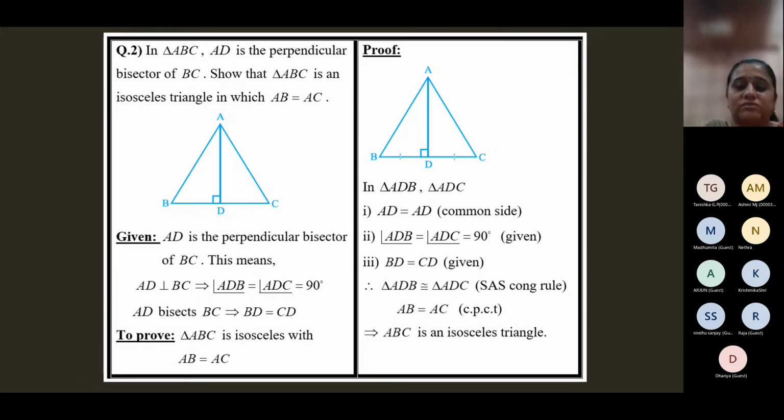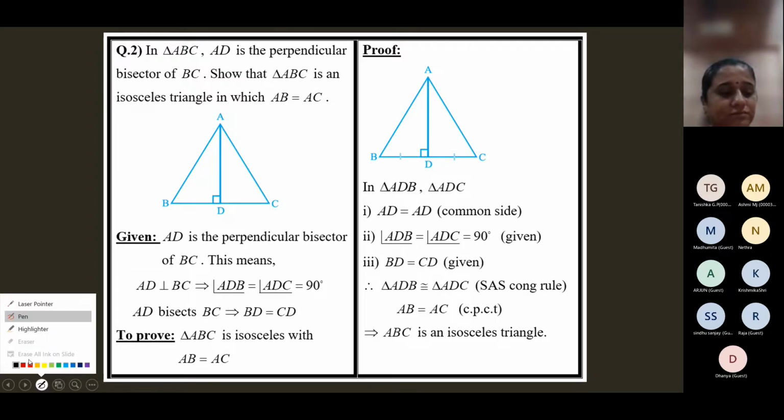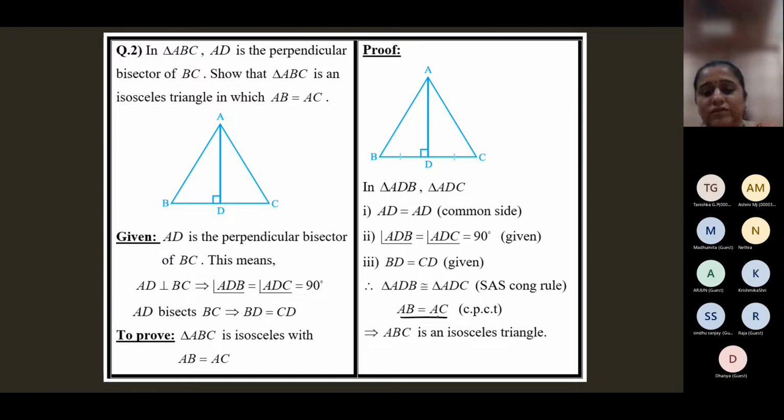All right, children, next one. So since we proved that AB is equal to AC, now see the triangle ABC alone. Don't see that line in the middle. In this triangle ABC, we have proved that AB is equal to AC. That means ABC is an isosceles triangle because two sides are equal.